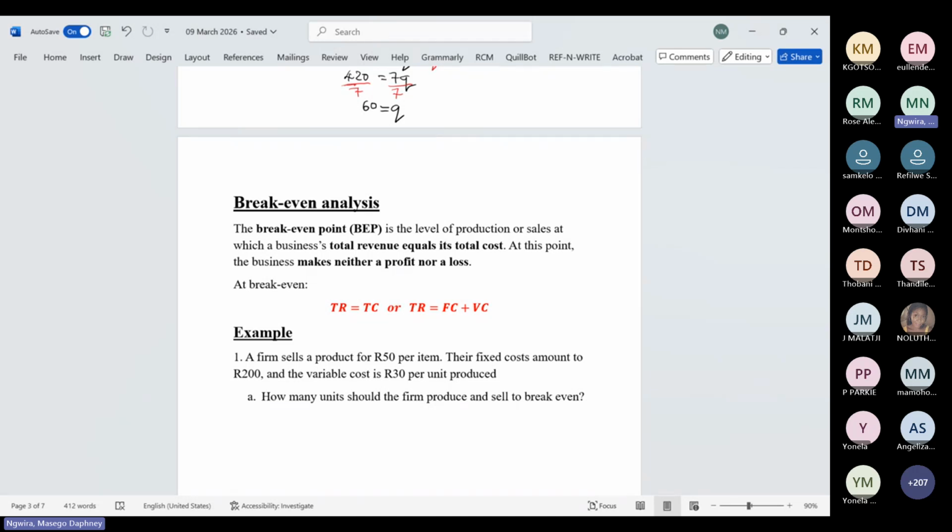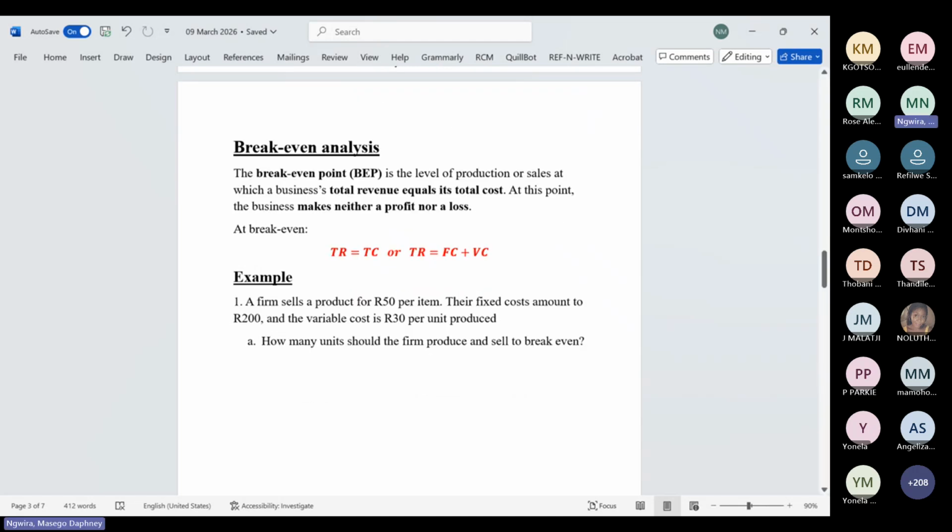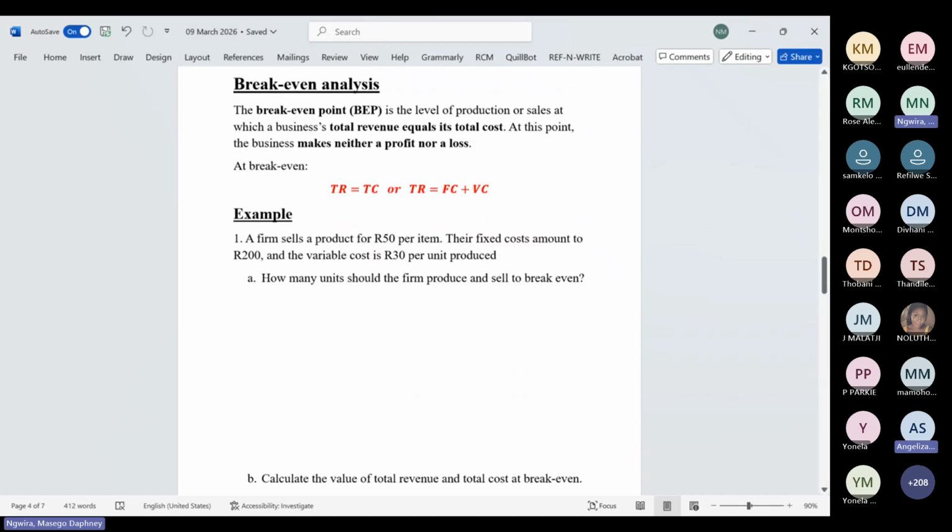I remember break-even point. The break-even point is the level of production or sales at which a business's total revenue equals its total cost. At this point, the business makes neither a profit nor a loss. So at break-even point, your total revenue equals your total cost. We did this. All right, I'm going to remind you again.